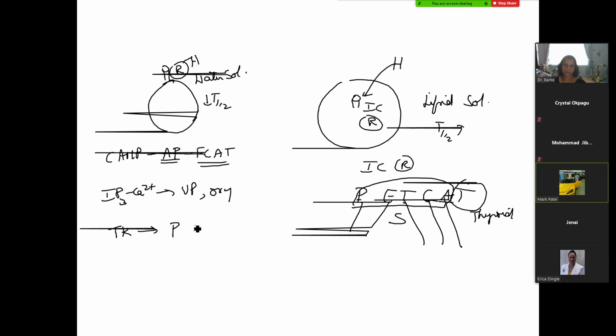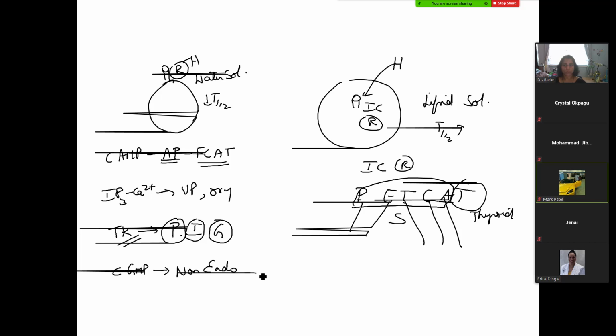PIG: prolactin, insulin, and growth hormone. Prolactin and growth hormone are similar in structure. They use the same second messenger, and insulin. What's the last one? Cyclic GMP. These are the non-endocrine hormones.